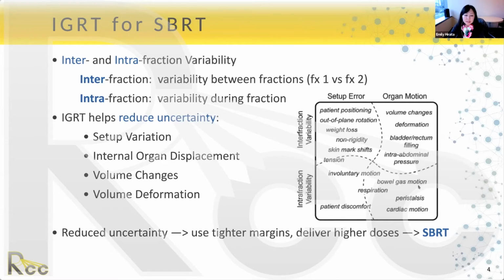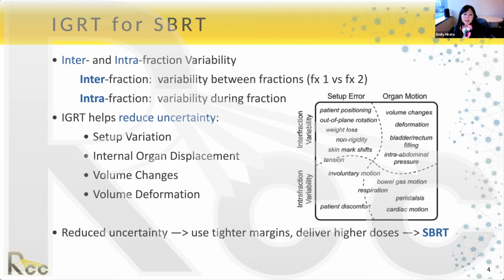sources of uncertainty. And the reason it's important to just touch on this momentarily is because IGRT really helps us reduce the uncertainty associated with these factors. It helps us reduce setup variation. It helps us reduce internal organ displacement because we can actually see inside the patient. It helps us reduce uncertainty around volume changes.